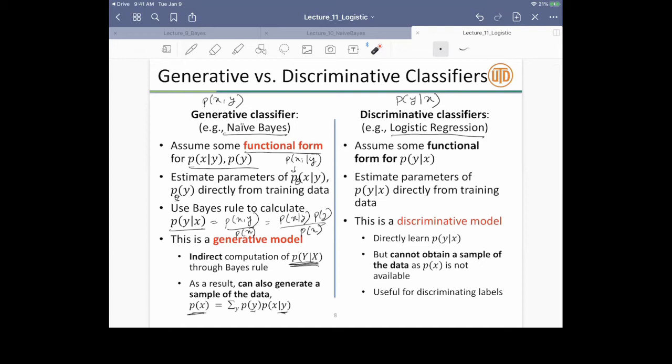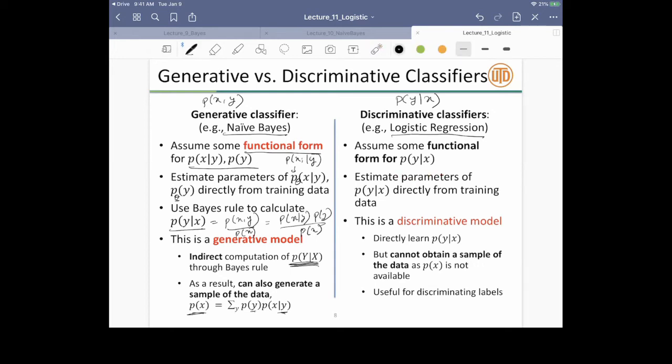But if your goal is not to generate data, but really a classification problem, it might be a little bit of an overkill with a generative model because, as I said, we are focusing some of our effort on P of y given x and also P of x. On the other hand, a discriminative classifier, like what logistic regression does, directly tries to model P of y given x. So it doesn't care about what P of x is.